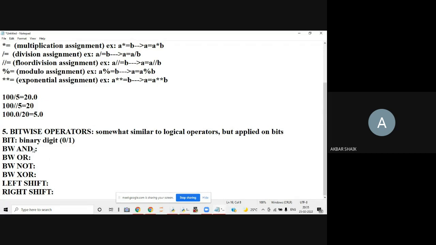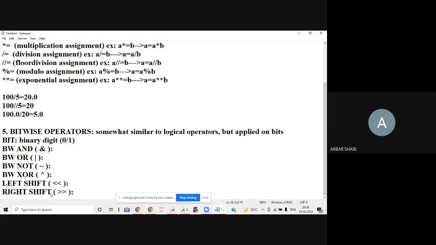Bitwise AND means the symbol is ampersand. This is the symbol for bitwise AND. Bitwise OR means the pipe symbol, which is below your backspace on your keyboard. Bitwise NOT is the negation symbol. Bitwise XOR is the cap symbol. Left shift is double less than. Right shift is double greater than.